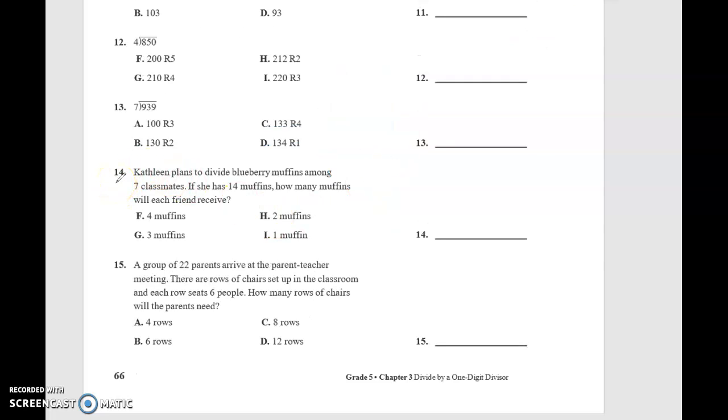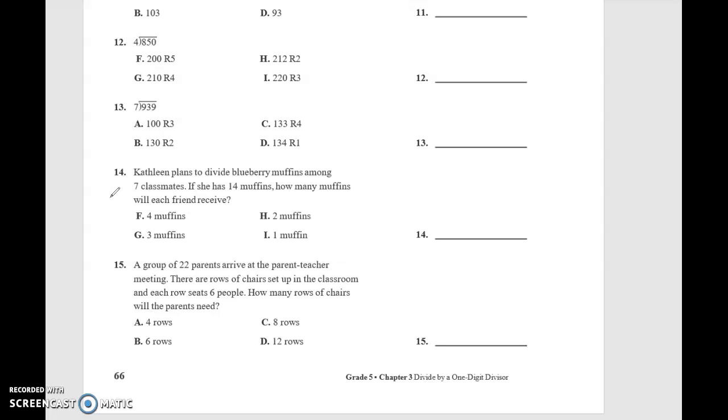Okay, let's try number 14. Does somebody want to read it? Can I? Sure, go ahead. Kathleen plans to divide blueberry muffins among 7 classmates. If she has 14 muffins, how many muffins will each friend receive?